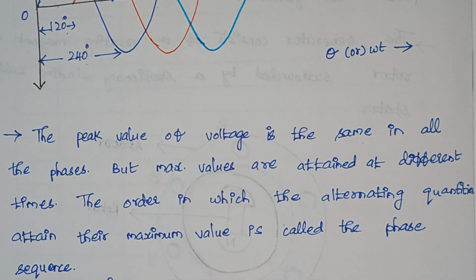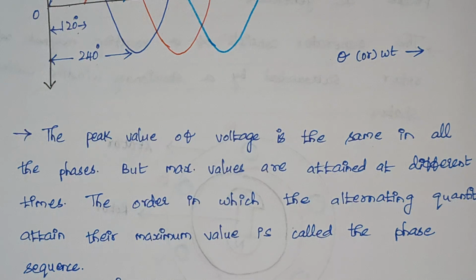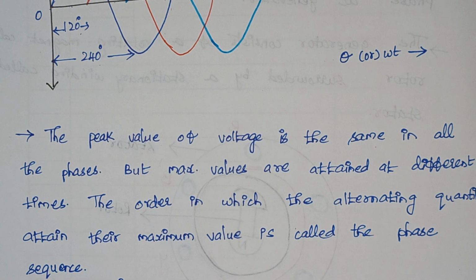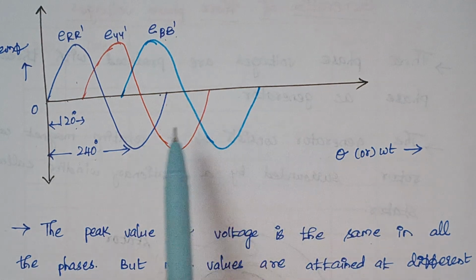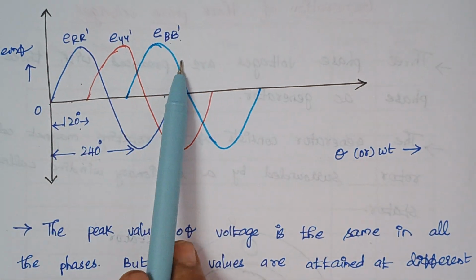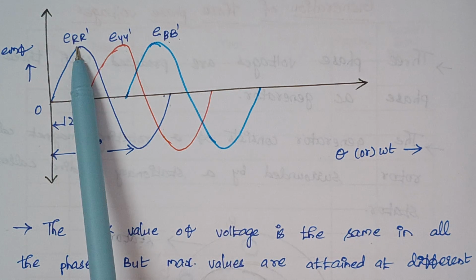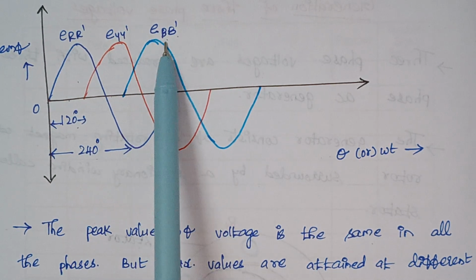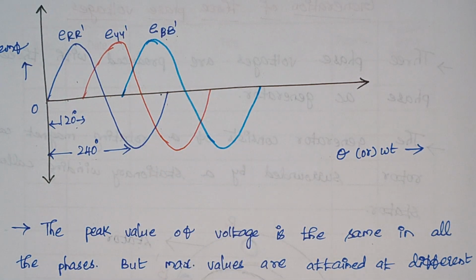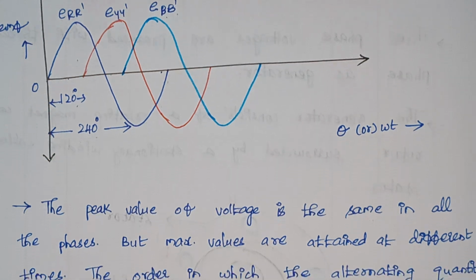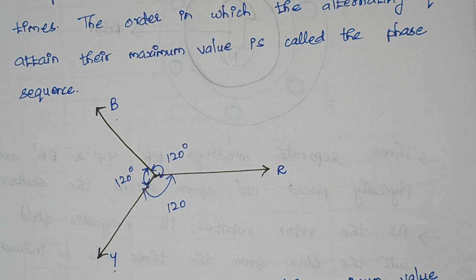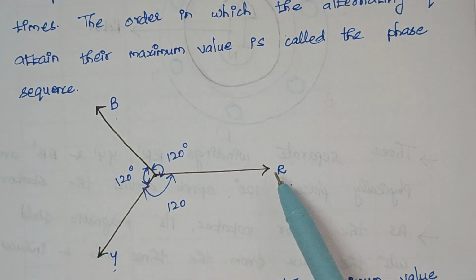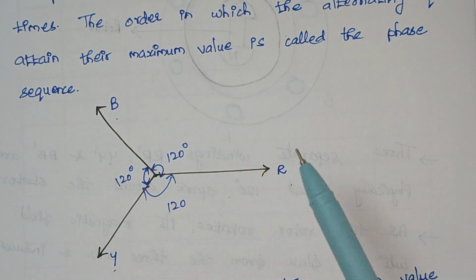So this is what is mentioned here: the order in which the alternating quantities attain their maximum value. What is the order? When you look at this diagram, it is R, Y, and B. R reaches initially, followed by Y, and then by B. This is known as phase sequence. The phase sequence is the order in which we are considering.